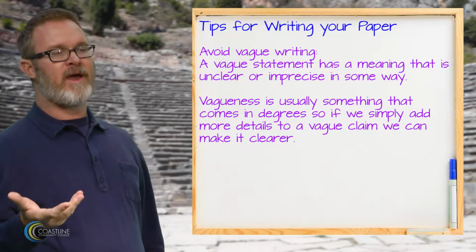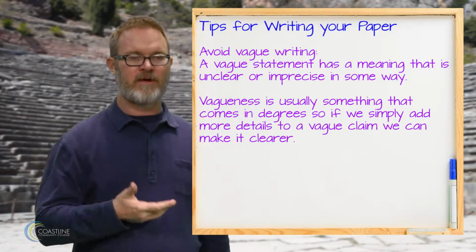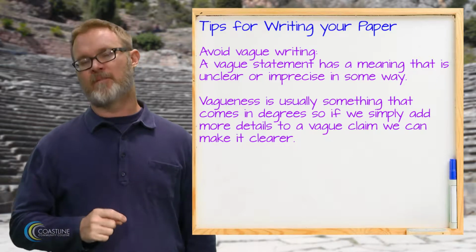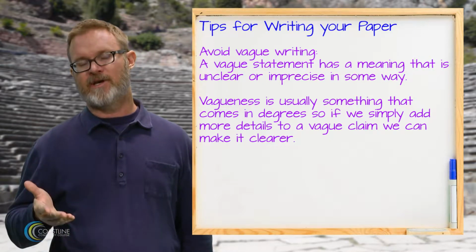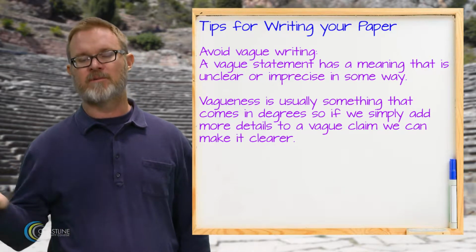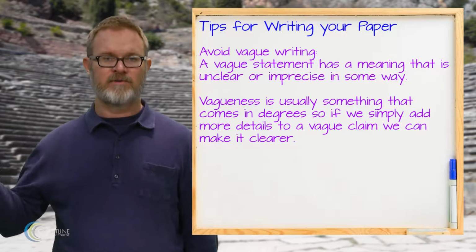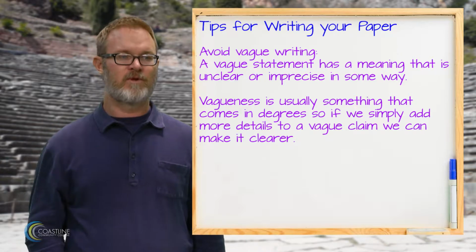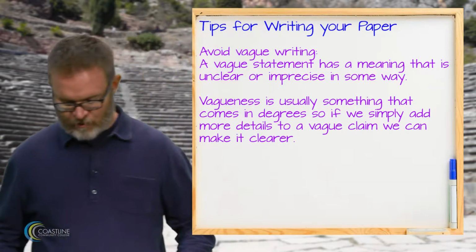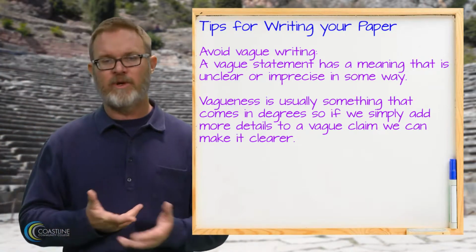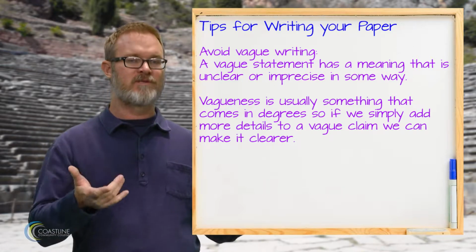An example I have here is if I said something like, last year I made tons of money, right? That's a vague claim. It's not clear at all what tons of money is, maybe it's $100. Maybe it's 1,000. Maybe it's 100,000. You don't really know. So if we have vague claims like that, all we have to do is just add a little detail to clarify.